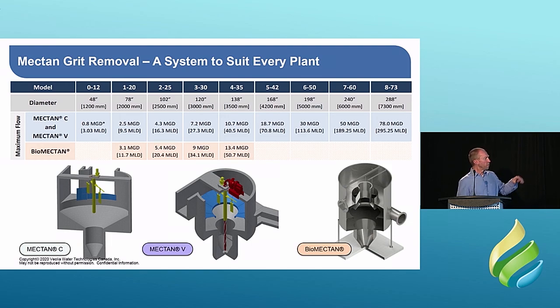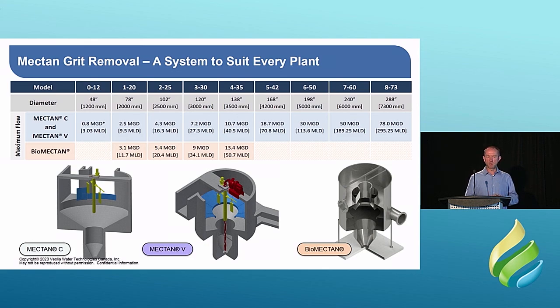In the middle there, you've got the Mectan C, that's the classic, the 270-degree design, and the Mectan V. The V stands for vari-angle. I'll talk a little bit about that in just a moment. Both of those designs will give you the same capacity for a given diameter. Up at the far right, that 7.3 meter diameter chamber will give you nearly 300 megaliters a day of capacity, 295 megaliters a day, a lot of flow. The new system we just recently introduced, the BioMectan, is currently only offered in stainless steel tanks. We don't currently offer that in concrete, so that goes up to the 3.5 meter diameter. But it gives you more capacity for a given diameter.